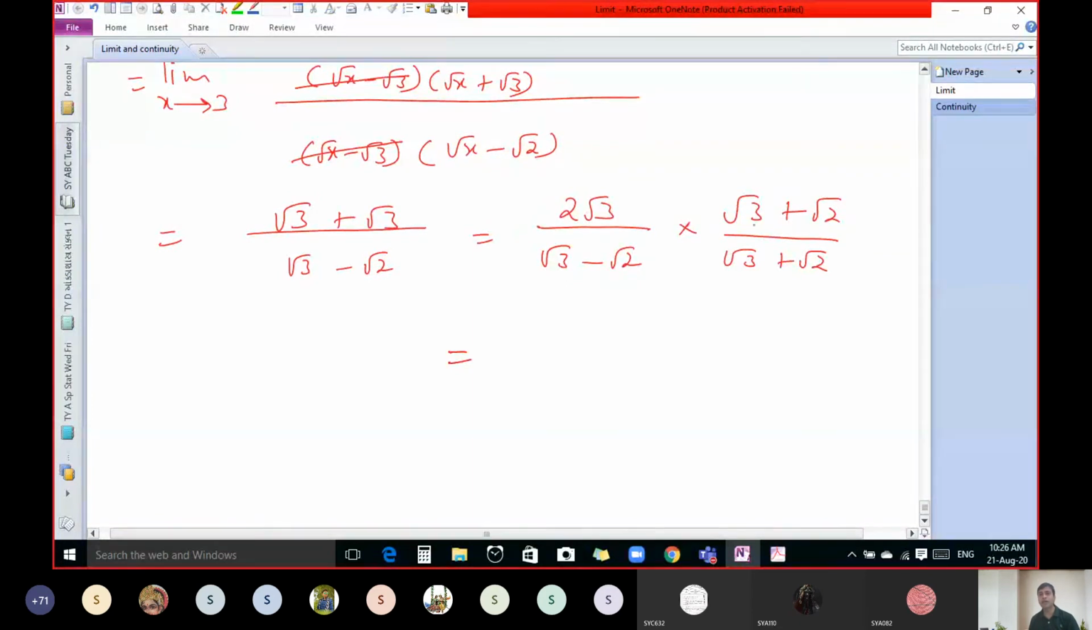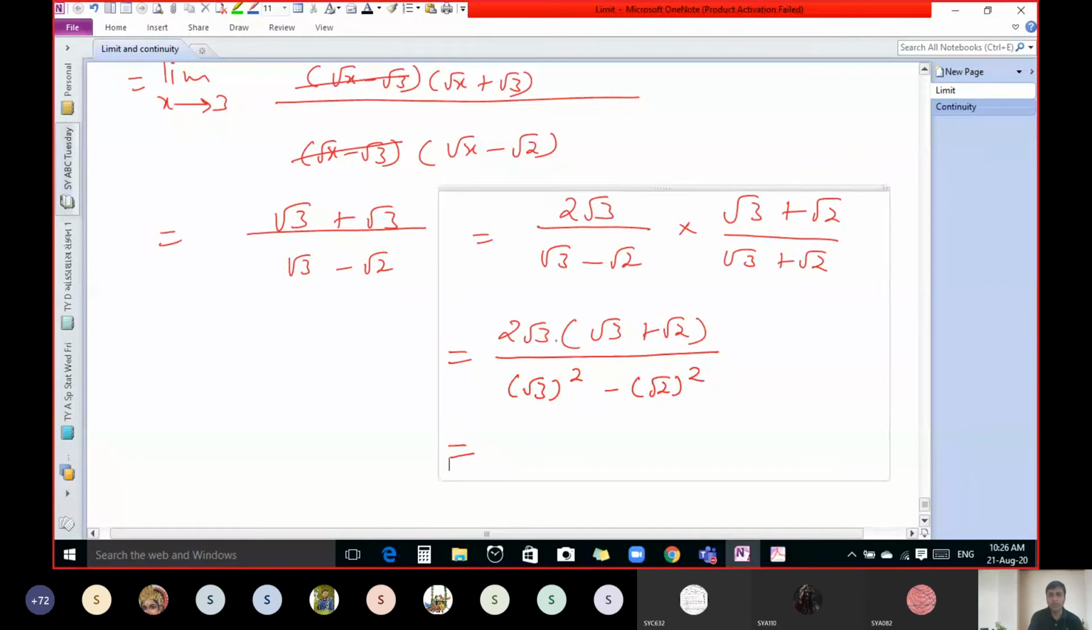So if we rationalize, numerator remains as it is, 2 into root 3 into root 3 plus root 2, and now denominator, it looks like a minus b into a plus b, so we can say that it is nothing but a square minus b square. So it is root 3 the whole square minus root 2 the whole square. Okay, any of the students have any problem in this step? Please tell me, be fast.